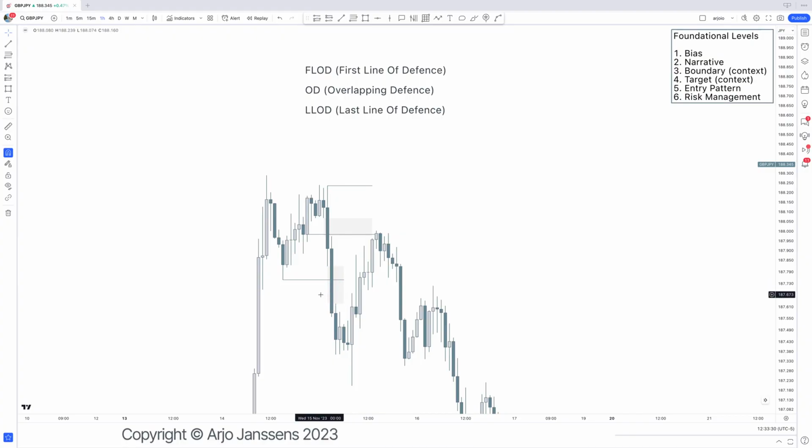Then the overlapping defense is the first overlapping part. The first overlapping part is this mitigation block right there with that fair value gap right there. Now, here it's not the best example. We'll go over better examples as well, because here we have also this overlapping defense technically seen. If we only take the first one, it would have been this one, but this is also an overlapping defense right there. It's the overlapping part. Usually you have a FLOOD, an overlapping defense, and you have a LOD. So if we only have those two, then it becomes a lot more clear as well. And then the last line of defense is this swing high.